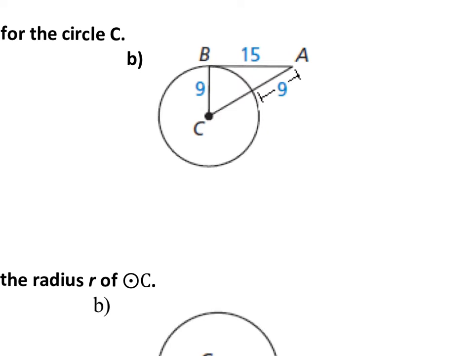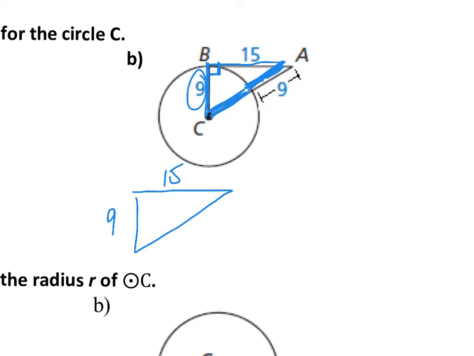Now, this next problem has a similar setup. I'm trying to show that this is a right triangle. So if I sketch it off down here, I know that this side is 9 right here. I know this side up top is 15. And then once again, they give me this side that's 9. And then since the radius is 9, I know that this piece in here is also 9. So if I add those two up, that's going to give me 18.